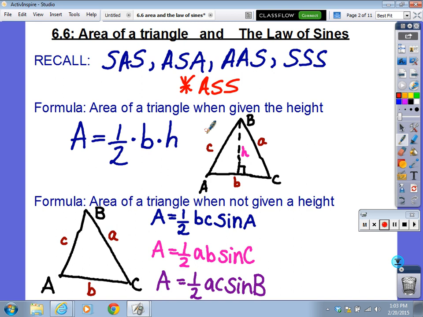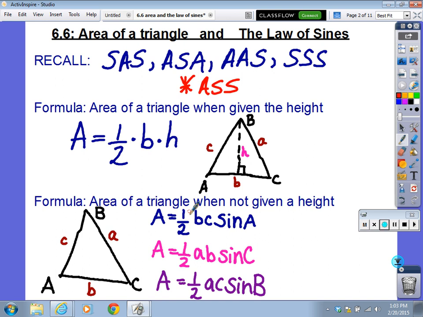So area is equal to 1/2 times B times C. So that's side BC, and then it's times sine of A. So notice B and C, so side B and C. Well, first of all, side B is across from angle B, and side A is across from angle A, and side C is across from angle C. So notice the way this formula works is 1/2 times B times C. So B and C are right here, and then the angle between them is A. So we always take the sine of the angle between the 2 given side lengths.